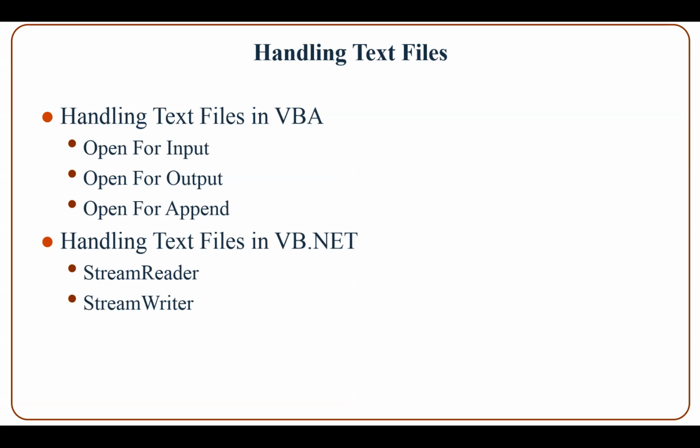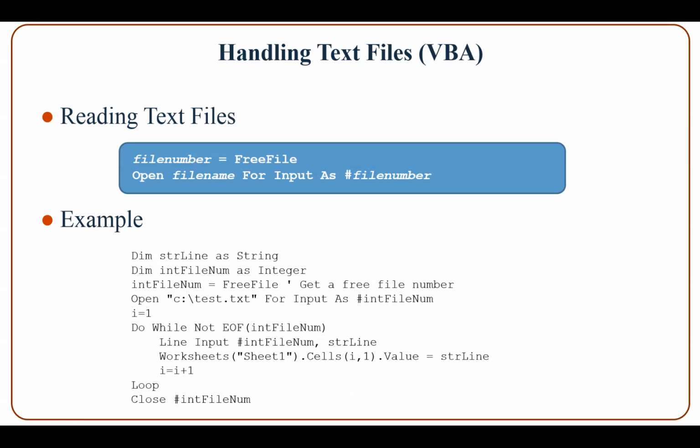Now let's talk about handling text files. In VBA, you use the Open statements for handling text files. Open for Input reads from files, Open for Output writes to the files, and Open for Append appends text to the files. In VB.NET, you use the StreamReader and StreamWriter objects of the corresponding classes. How to read text files?